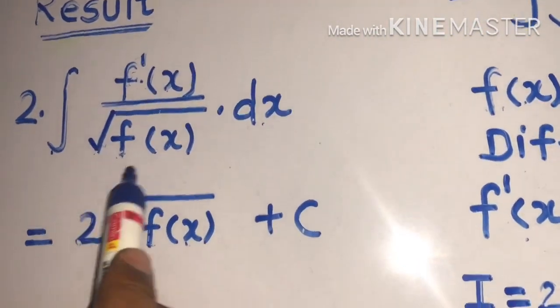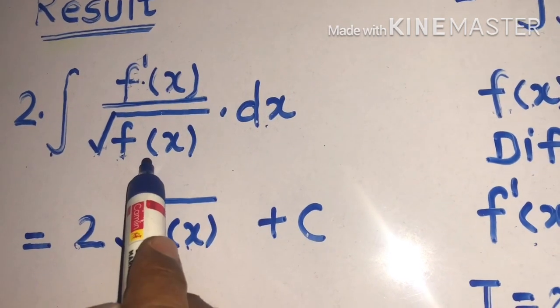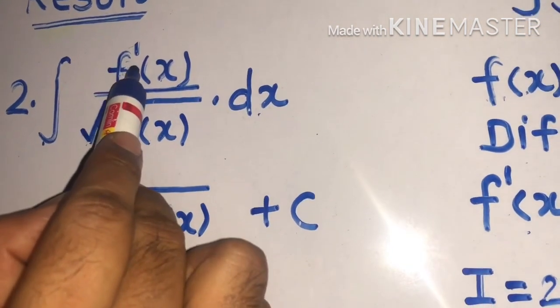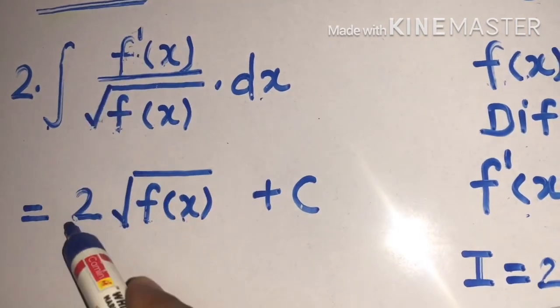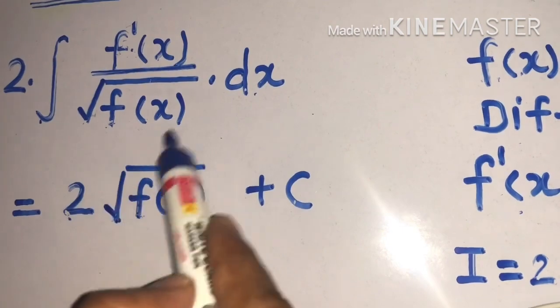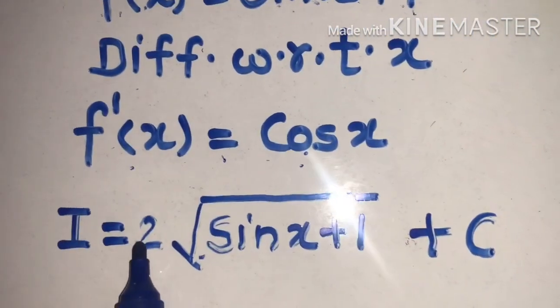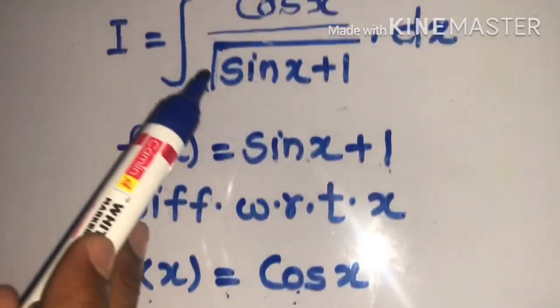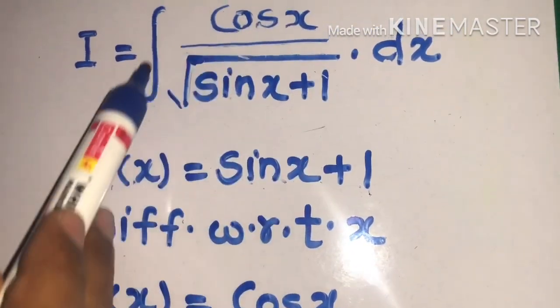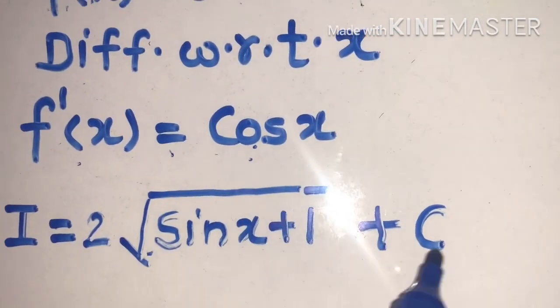Root of some function, and the derivative of this function is present in the numerator, and that is why the answer is 2 into the denominator. So here I'll get the answer as 2 into root of sine x plus 1, which is the denominator, plus c.